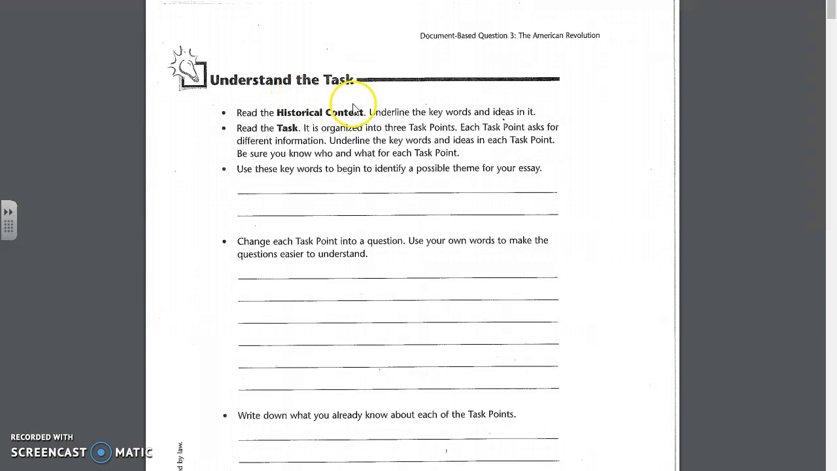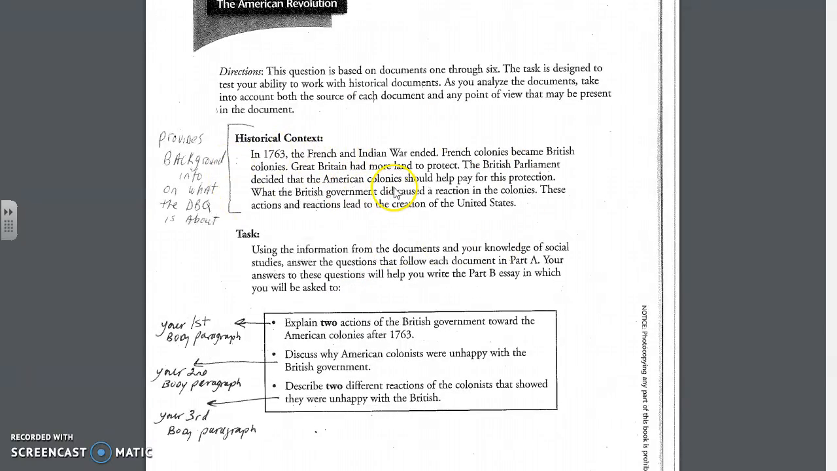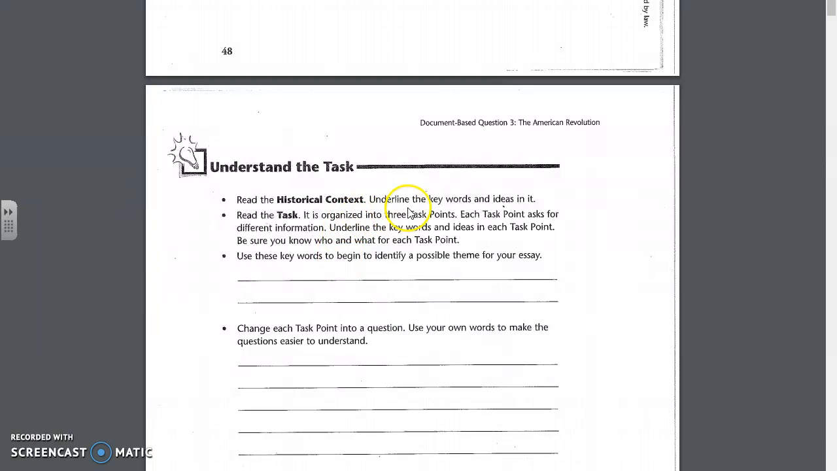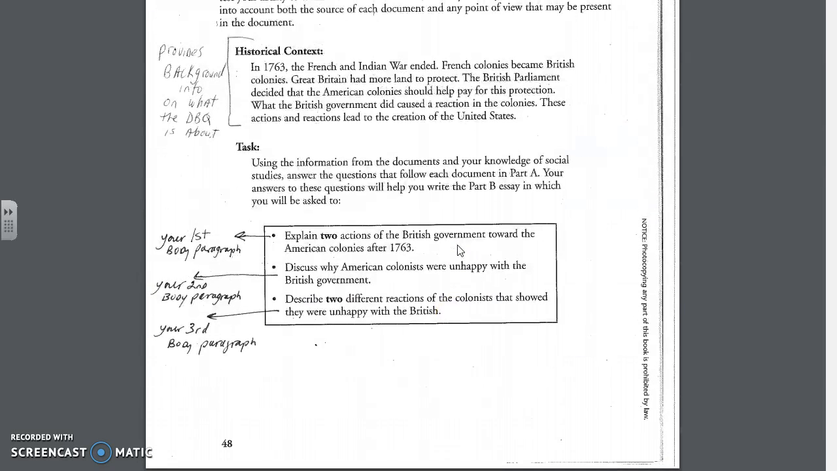And what I'd like you to do over the Thanksgiving break, one of the things I need you to accomplish, is to read the historical context again, from the first page of the document that we just read together earlier, and underline the key words and ideas contained in it. Now, when I say underline, you're not going to be underlining or highlighting the whole historical context. I want you underlining the key words contained in it.